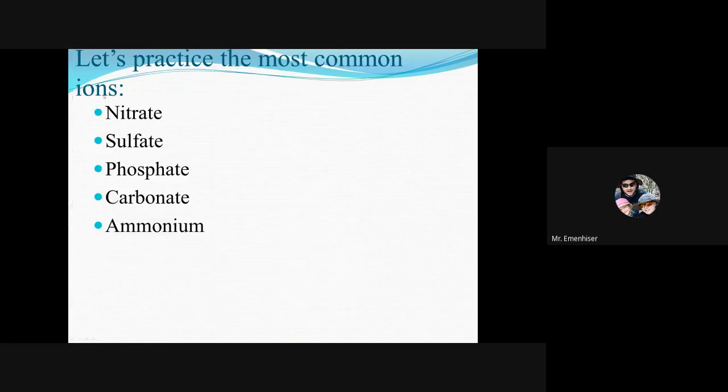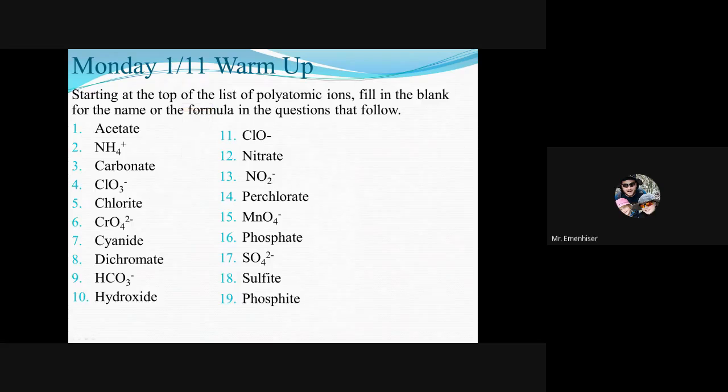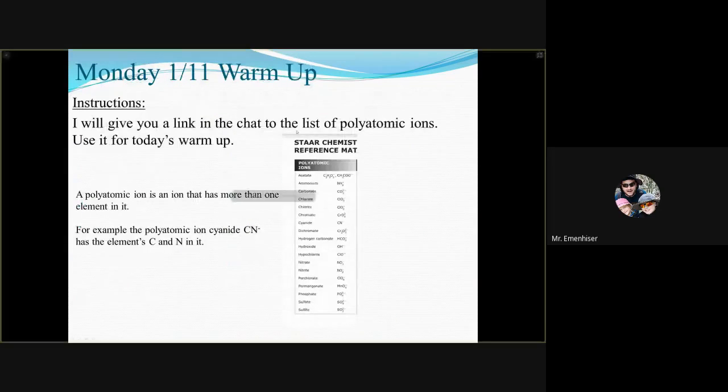So here's our warm-up. Let's practice the most common ions. Nitrate is the name of an ion. It's a polyatomic ion. So I'm going to go back to my chart and look at nitrate. I see it right here, and it's an NO3 with a -1 charge. If we just put minus, we mean -1; we just don't put the 1. Same thing here, NH4 with a plus means +1. We just don't put the 1.